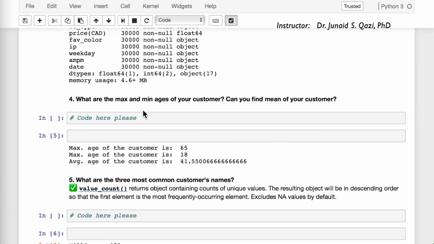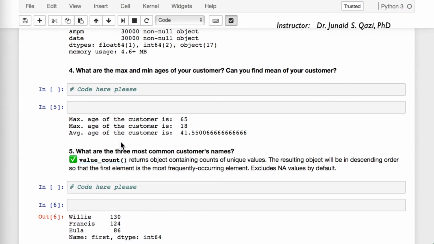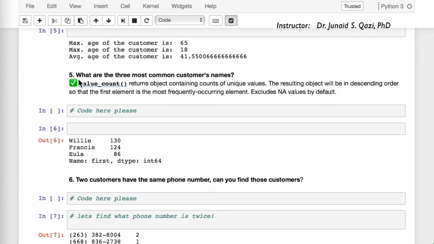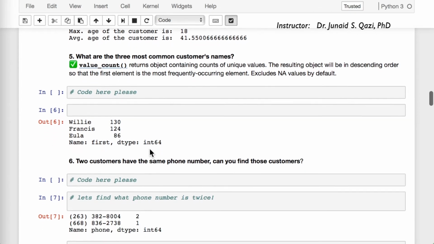The next one is, what are the maximum and minimum ages of your customers? Can you find the mean age of your customers? So the answer is again given. You have to calculate the max, min and mean and display them in the output. Question 5 is, what are the 3 most common customers' names? It should be very simple to get these 3 values in the output using value counts.